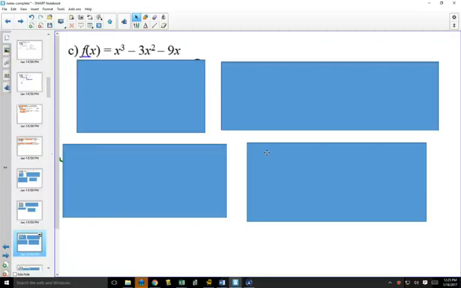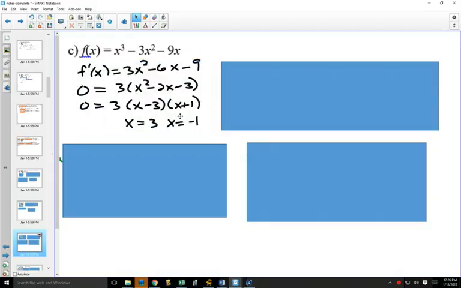So again, we're continuing to try to use the first derivative test to classify our stationary points. Now this one is a cubic function. We don't know as much about cubic functions as we do about parabolas, but we can still do the same process. Find your derivative. Set your derivative equal to 0 and solve. This one factors nicely. Once we set it equal to 0, we get x equals 3 and x equals -1.